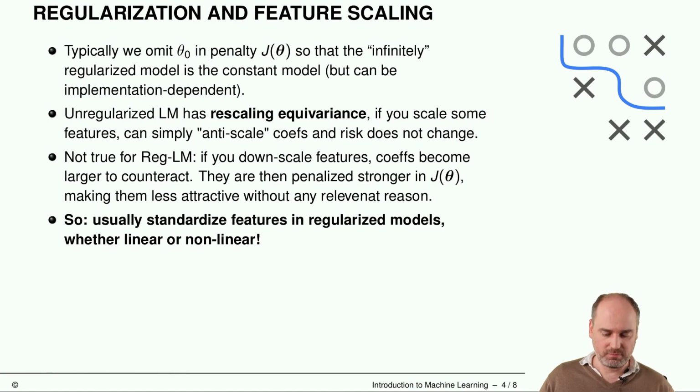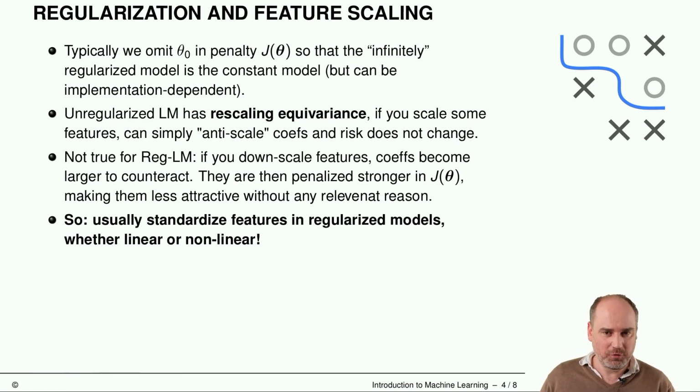Now, back to feature scaling. If you just look at the unregularized linear model, it has something called rescaling equivariance. That simply means if we scale some feature, we can simply anti-scale the coefficients and the risk does not change and the model really doesn't change. We'll see an example of that on the next slide. This is really not true for regularized models. If we downscale our features, then the coefficients have to become larger to counteract that downscaling.